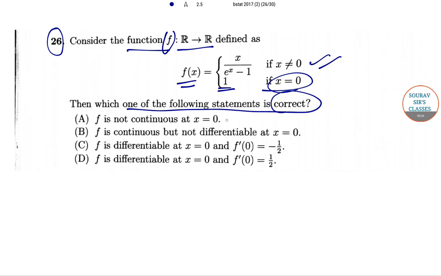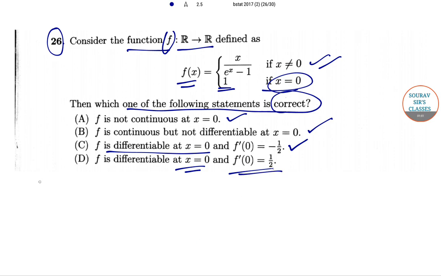Option 1, f is not continuous at x equal to 0. Option 2, f is continuous but not differentiable at x equal to 0. Option 3, f is differentiable at x equal to 0 and f dash 0 is equal to minus 1 by 2. Option C rather. And option D is, f is differentiable at x equal to 0 and f dash 0 is equal to 1 by 2. These are the 4 options that we need to check out.